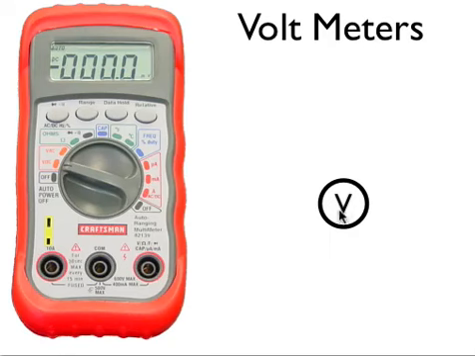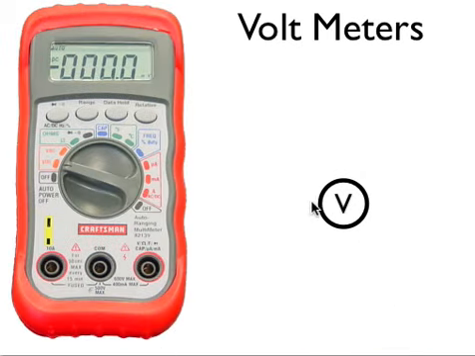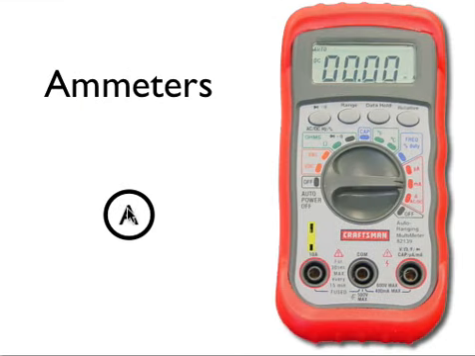Sometimes you're going to have to include a voltmeter in your circuit. Sometimes you may have to include an ammeter in your circuit. When you're including a voltmeter, you just draw a circle with a V, and when you're doing an ammeter, it's a circle with an A.